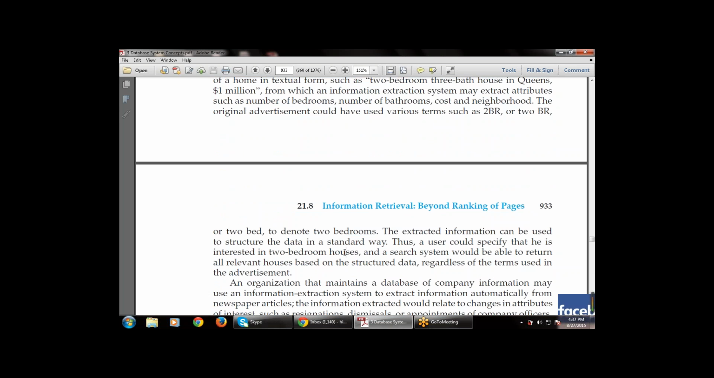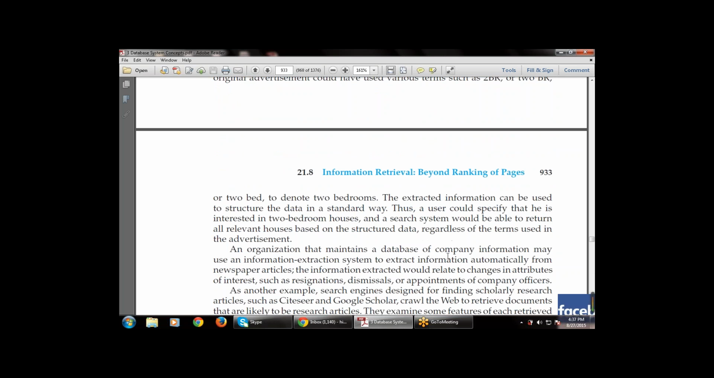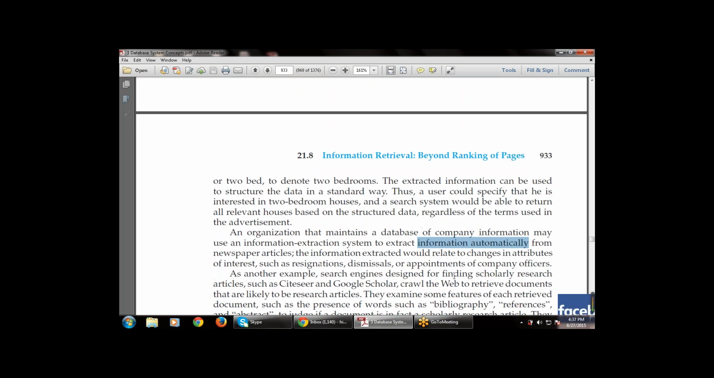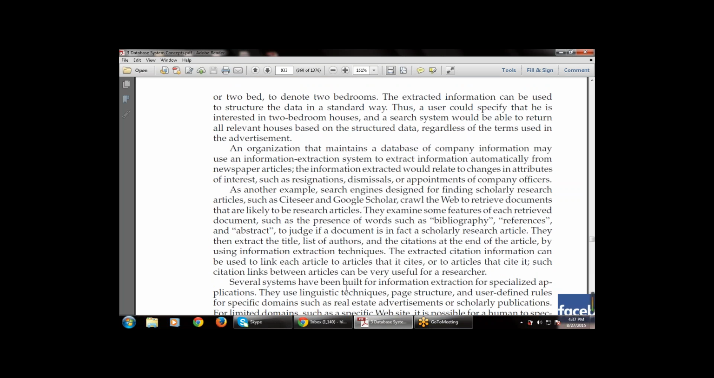An organization that maintains a database of company information may use an information extraction system to automatically extract information from newspaper articles, such as information related to changes. Another example is a search engine designed for finding scholarly research articles, such as CiteSeer and Google Scholar, which crawl web pages to retrieve documents. We can search for documents on the basis of the keywords we provide to the search engine.